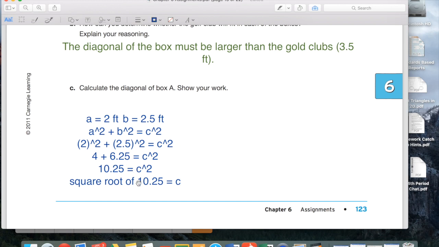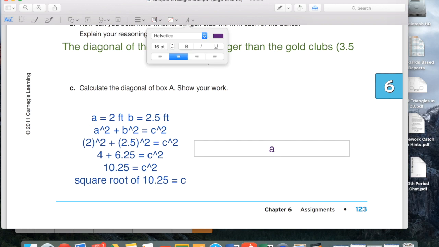So we get the square root of 10.25. And now we can use that as a side length for one of our legs in the diagonal. We are given a side length of 1.5 feet and a side length of the square root of 10.25 feet.